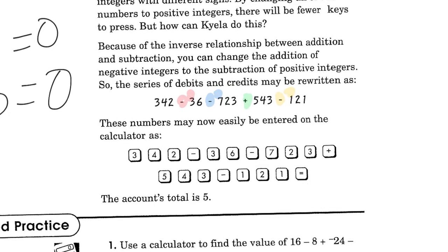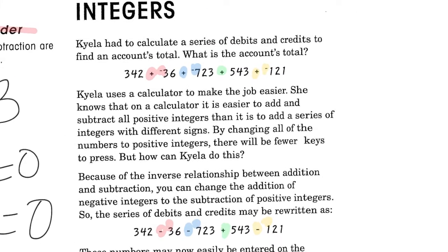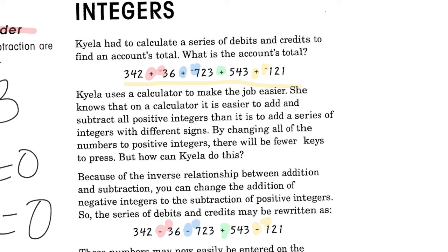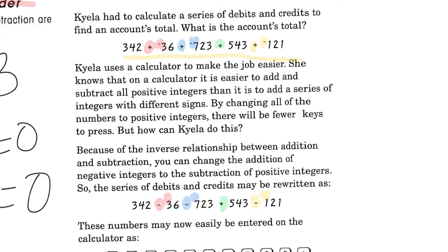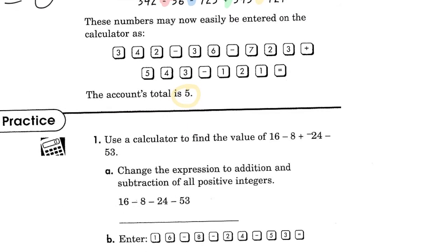So now when you punch it in on a calculator, you're going to take 342 minus 36 minus 723 plus 543 minus 121 equals, and the amount comes to 5. If I were to have left it like the problem up here, I would have had to punch in 342 plus -36 plus -723 plus 543 plus a -121. I would have had to make 1, 2, 3 extra punches in on my calculator. That is 3 more chances of making a mistake.